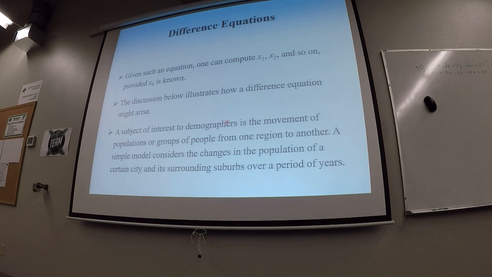An example is a subject of interest to demographers: the movement of populations or groups of people from one region to another. A simple model considers changes of the population of a certain city and its surrounding suburbs. Where's the population moving? Is it moving to the suburbs or the suburbs moving into the city? And at what rate are they doing so?